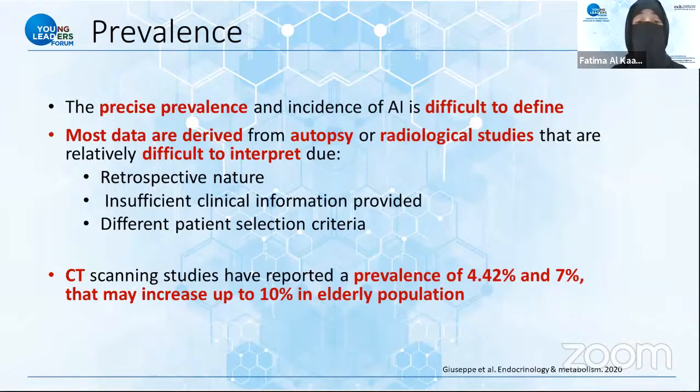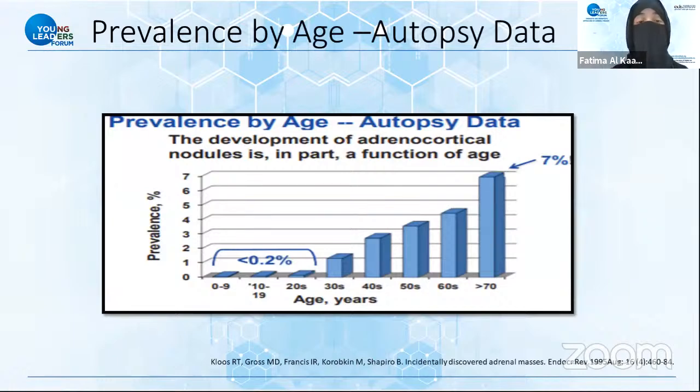Regarding the precise prevalence of adrenal incidentaloma, it is difficult to define. Most of the data are derived from autopsy or radiological studies that are difficult to interpret due to retrospective nature, insufficient clinical information, or different patient selection criteria. However, CT scan studies have reported a prevalence of 4.4%, and some studies 7%, and it increased up to 10% in the elderly population. With regard to prevalence by age from autopsy data, you can see here clearly above the age of 70, the prevalence was around 7%, and some other data is around 10%. However, in the younger population it is less than 0.2%.